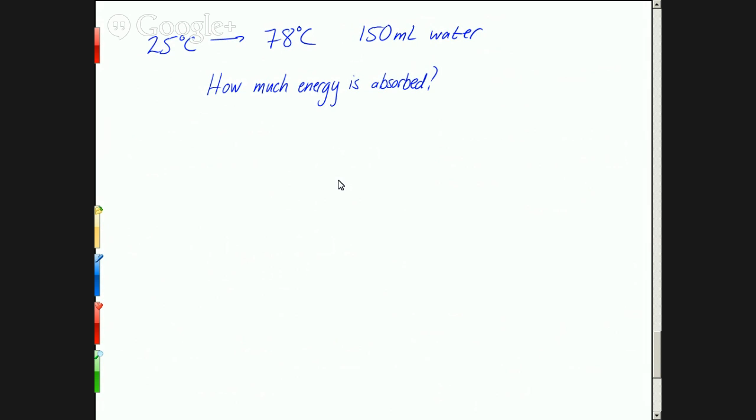We know that for water, the specific heat is 1 calorie per gram degree C, which means every calorie takes 1 gram of water and increases its temperature by 1 degree C. So how do we know how many grams of water we have? We have 150 milliliters of water, but we need mass. So how do we get that?